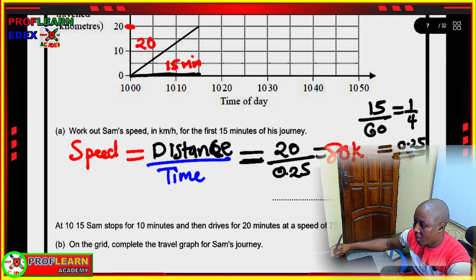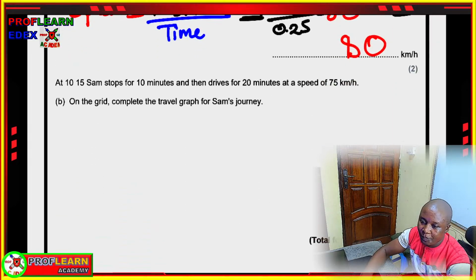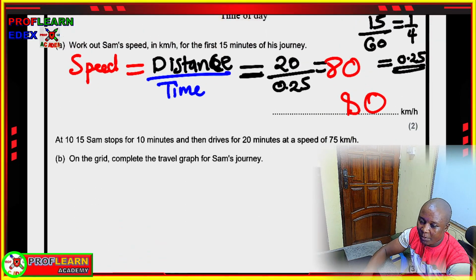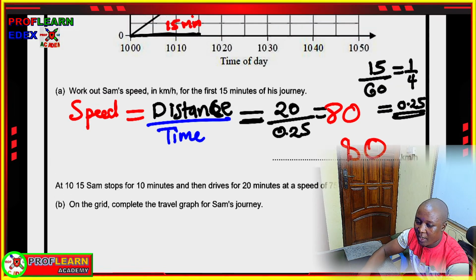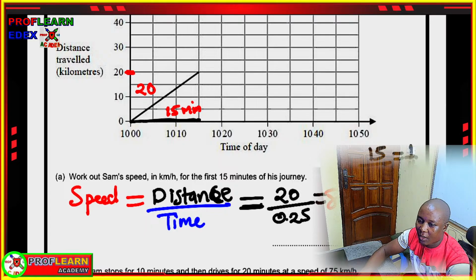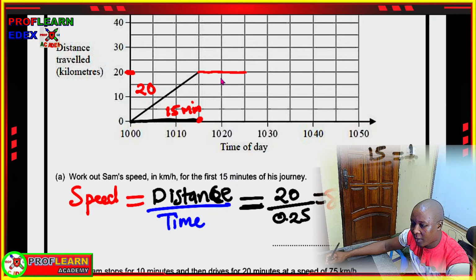So we're going to say this is 80 kilometers. At 10:15, Sam stops for 10 minutes and then drives for 20 minutes. So if he stops for 10 minutes, on the distance-time graph that is 15 minutes plus 10 minutes, so this graph is going to go straight across to 25.